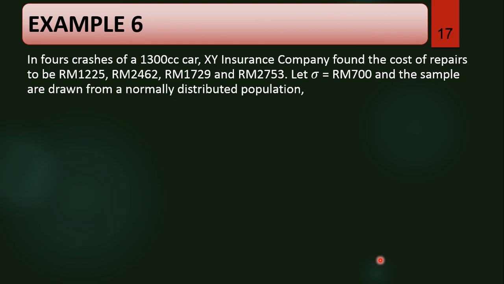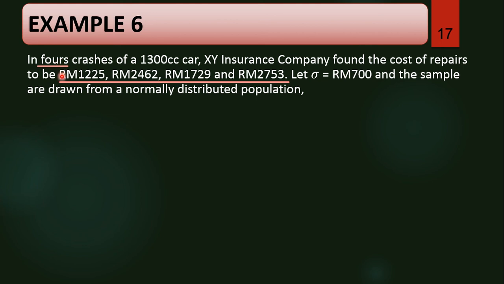The next question is about 4 crashes of a 1300 cc car, and then the insurance found out that the cost of repair will be this value here. And then you are given the standard deviation for the repair is 700 ringgit. Then the sample is normally distributed. Okay, you are given the sigma. And then your n here is equal to 4. And then you have the data.